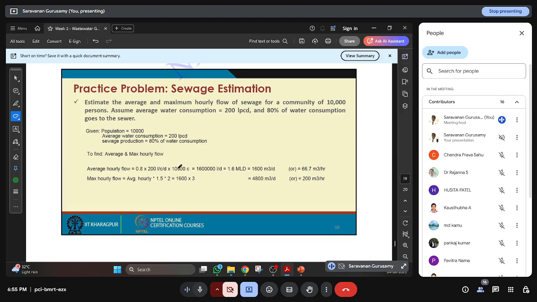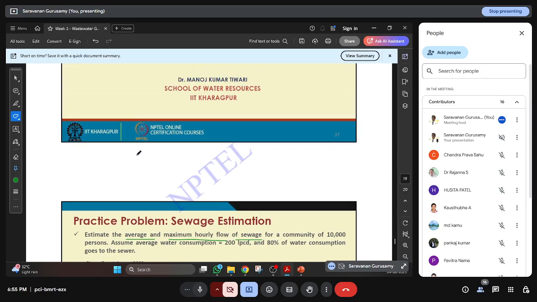If you take some of the problems in the class itself, they have some problems solved. Take the average and maximum hourly flow of sewage, let me hide this. So, average and maximum hourly flow of sewage for a community of 10,000 persons. So they have the population as 10,000. That is the given data. The average hourly flow we need to estimate, and the maximum hourly flow they are asking us to estimate. So this is all to find.